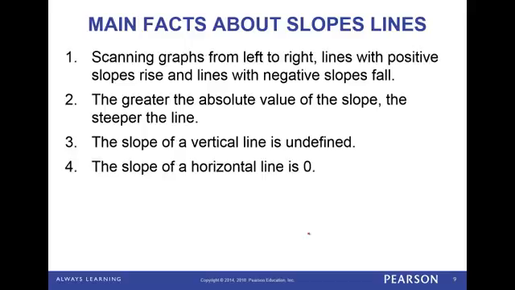Number 3, the slope of a vertical line is undefined. Some textbooks say it's no slope, so you'll see that sometimes. When they say no slope, what they really are saying is undefined. You've got yourself a vertical line. The slope of a horizontal line is 0. It's not going up, not going down. It's just really flat coming across.